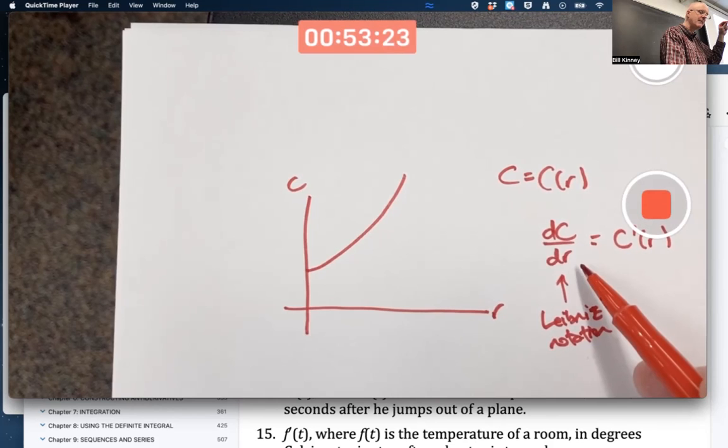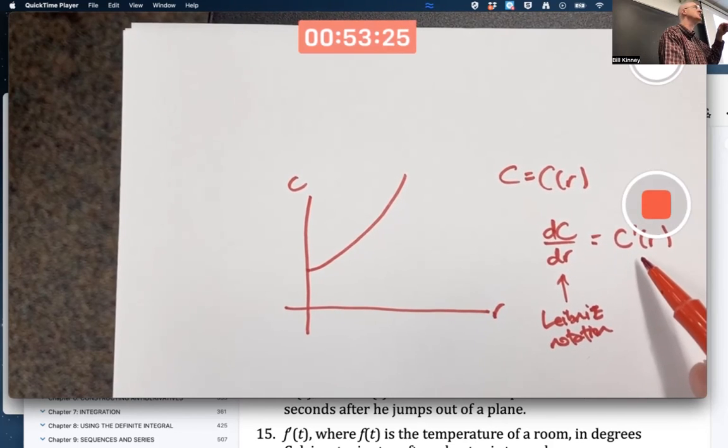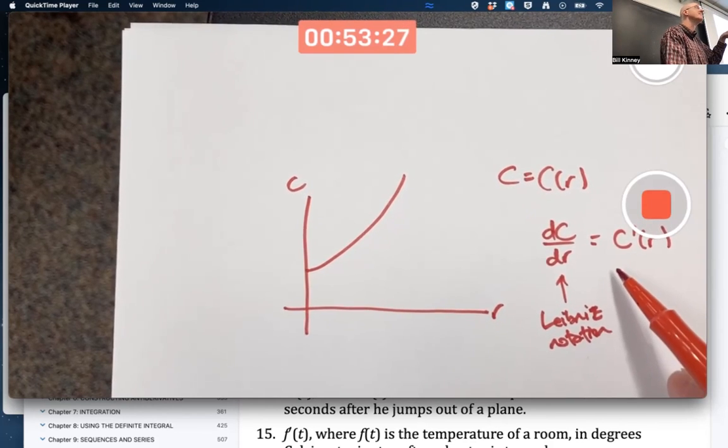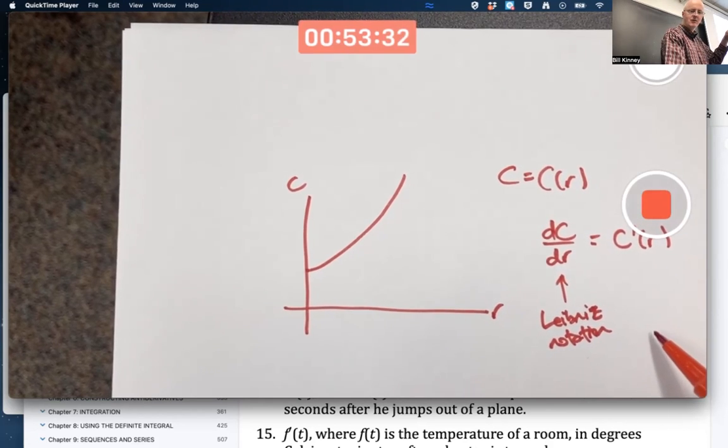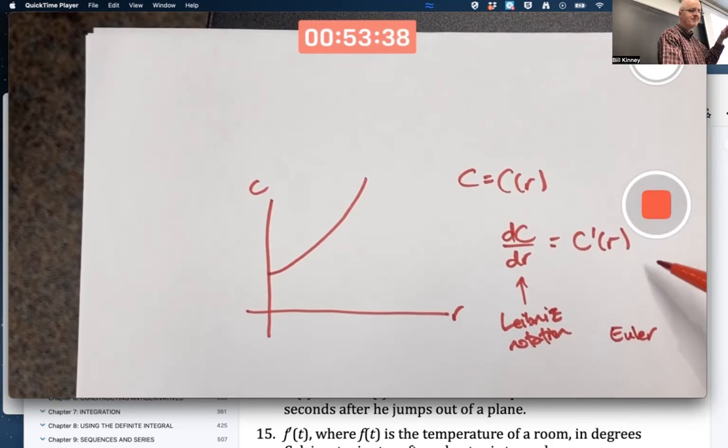Actually, Leibniz came up with this notation. This prime notation, Newton did not come up with either one of these. The prime notation, I think, came from somebody named Euler. Euler's name is written Euler.